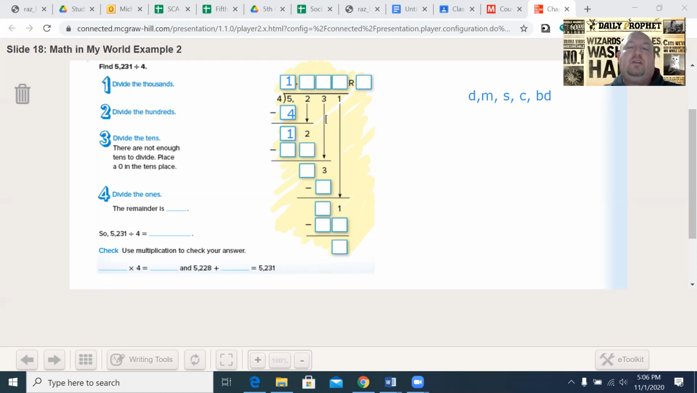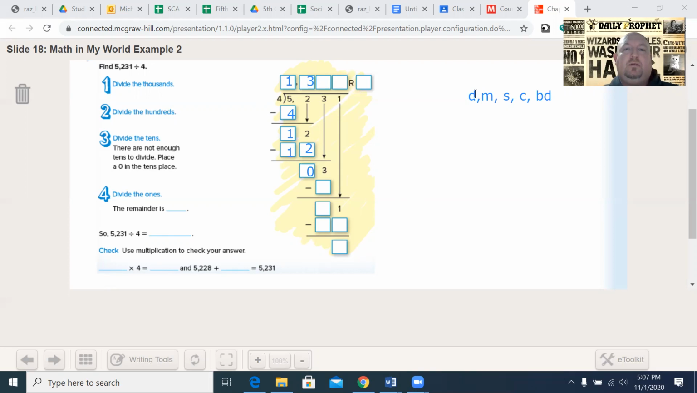1 is less than 4. That's my check. So I'll bring down the 2, the next number. So now I'm into the 1200s category. 4 goes into 12 3 times. 4, 8, 12. I multiply, and I get 12. Now I subtract, I get a 0.